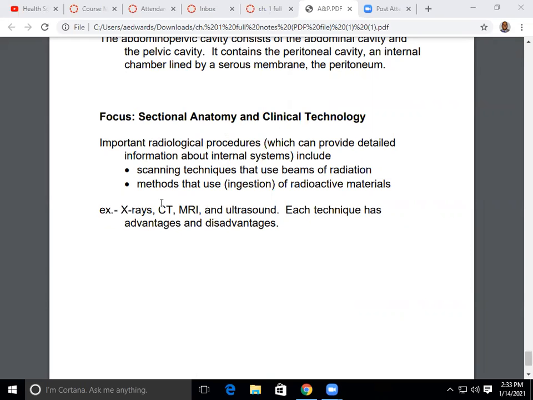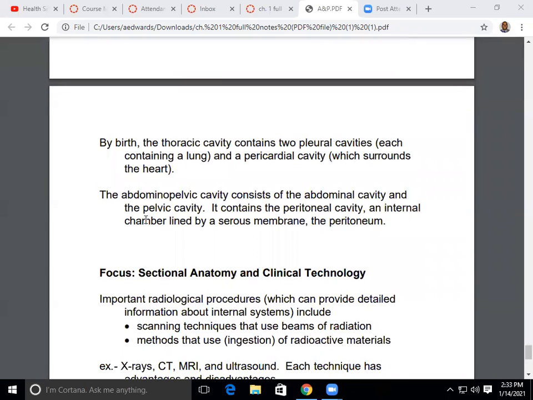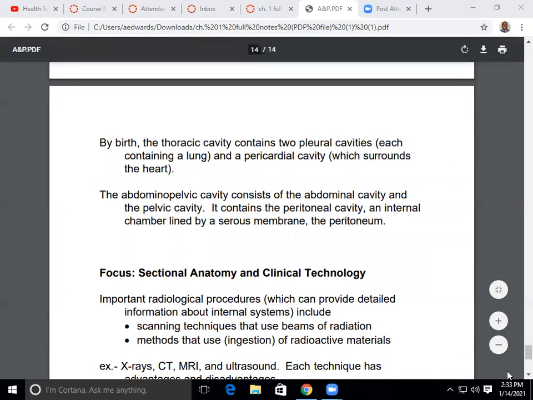So let's go ahead and discuss with your partner the components. One partner can discuss the components of the dorsal body cavity. And you can do this at home as well. And then we'll also have your other partner discuss the components of the ventral body cavity.